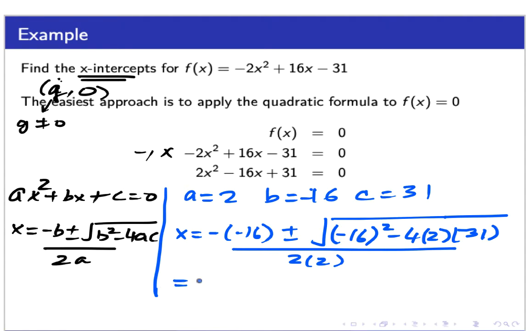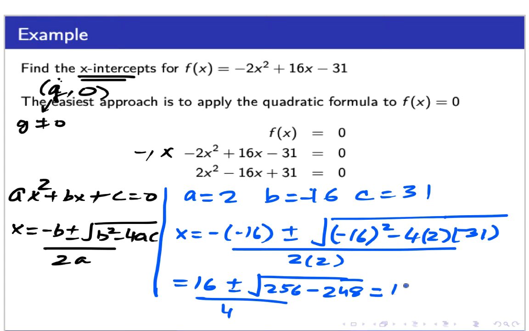So what are we going to get? We're going to get positive 16 plus or minus the square root of, negative 16 squared is 256, minus 4 times 2, 8, times 31, which is 248, divided by 2 times 2, which is 4. What do we get? We get 16 plus or minus the square root of 8, over 4.